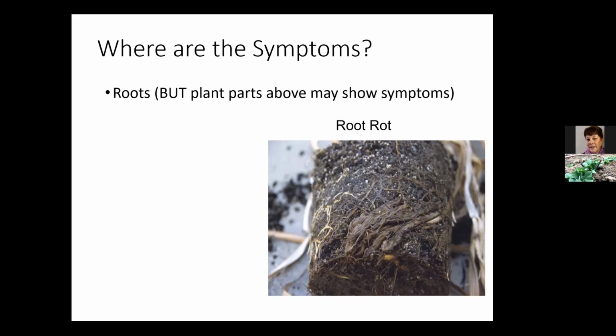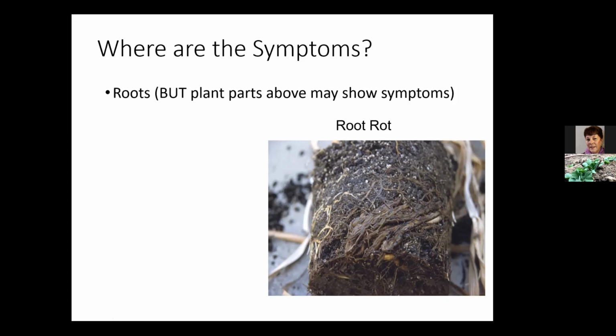Now, this picture shows you the roots on the left-hand side are nice and light tan and creamy color. That's an indication of healthy roots. When you see the dark brown, mushy type roots in the middle of the picture here, that's an indication of root rot, that something's going wrong with the plant.